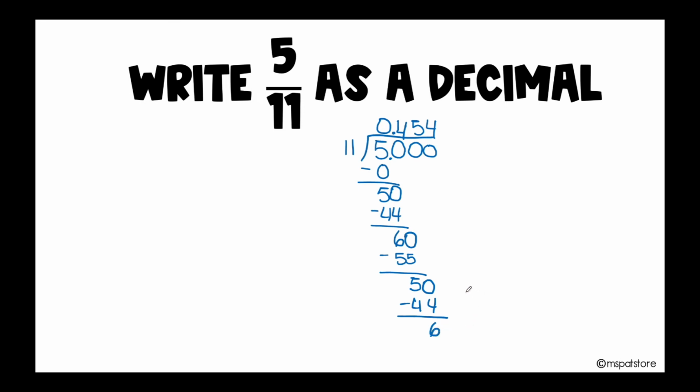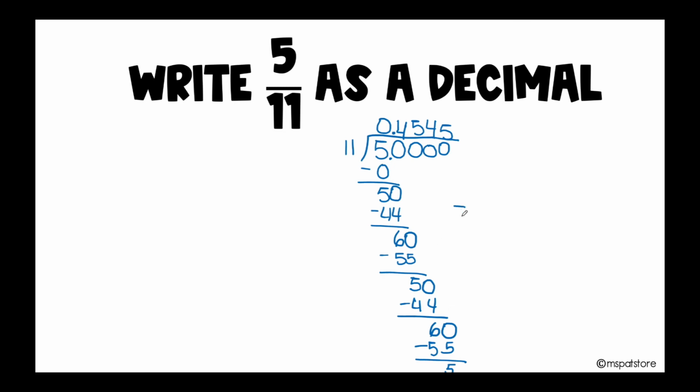I don't know if by now you can see the pattern that I keep getting the same number all over again. So I'm going to bring down another 0. 11 fits into 60 5 times because 11 times 5 is 55. Now, again, I'm going to get a 5 here because 60 minus 55 is 5. I suggest that you stop here because you will forever be dividing this number and getting the same pattern.